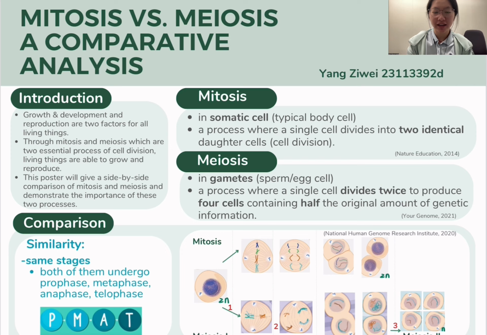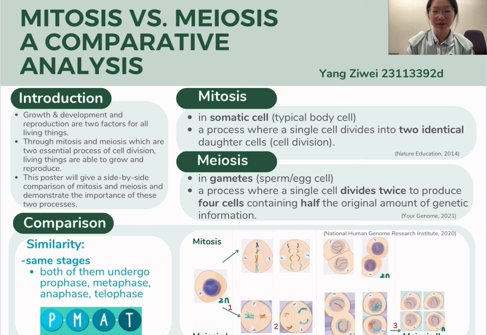Well, we all know that living organisms grow and reproduce, and they're made of cells, which means cells must be able to grow and reproduce. In my presentation, I'll introduce two processes of cell division, which are mitosis and meiosis, that are essential for the growth and reproduction of cells. And then I'll give a side-by-side comparison of them.